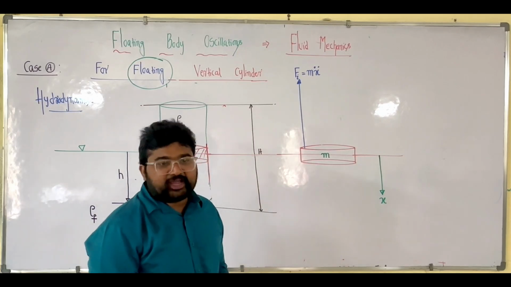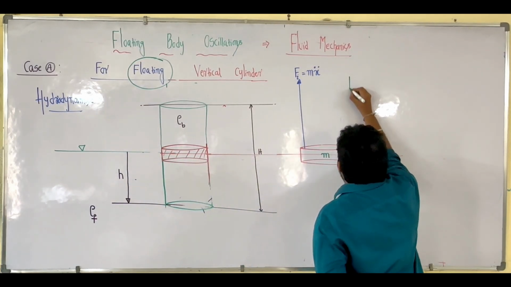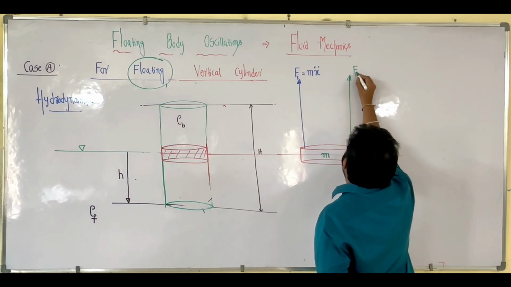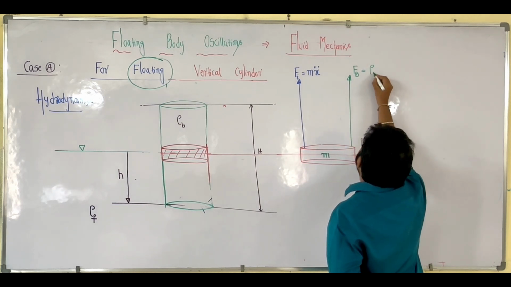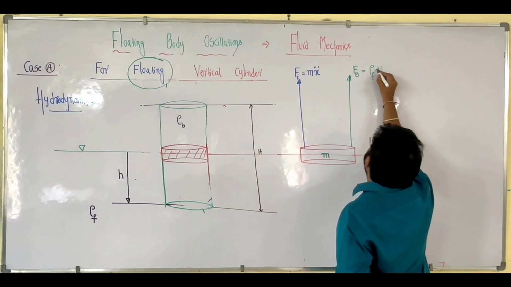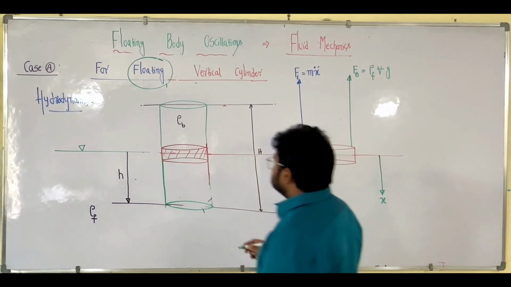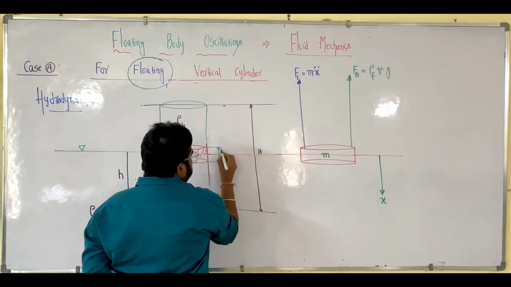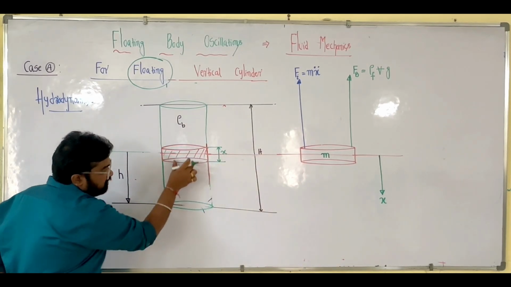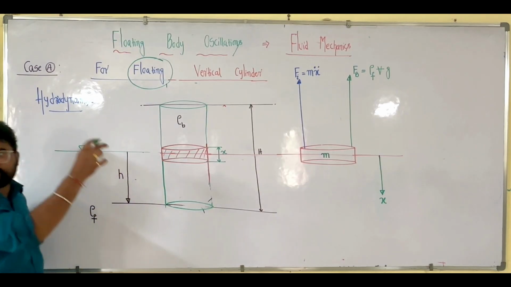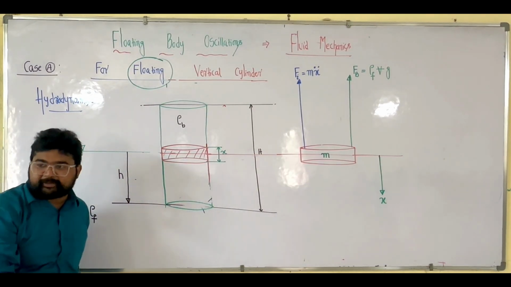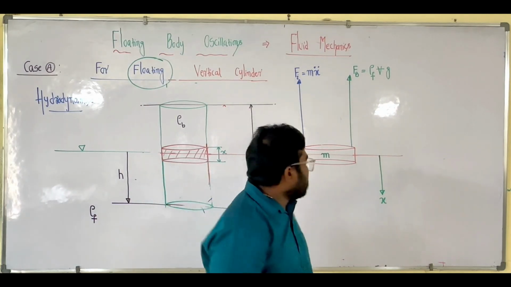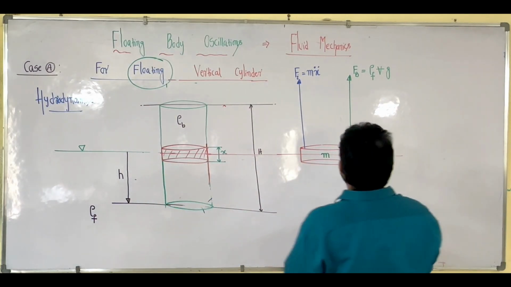Buoyant force acting on the element. See this, this is the buoyant force. Buoyant force equals how much? Density of the fluid into volume of the fluid displaced into g. This much x is floating in the fluid surface. The body keeps moving up and down. Understood? This much x is floating. Okay now, it is moving up and down.